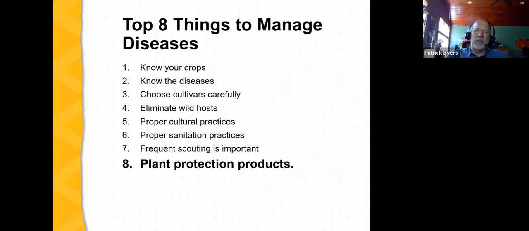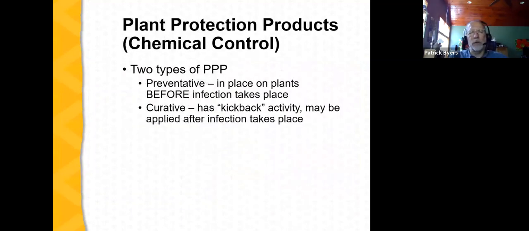And then finally, plant protection products. This is the 8th strategy, and many farmers, in fact, most farmers use some sort of plant protection product, and that's a way of saying chemicals. Now, when we talk about plant protection products, there are 2 types that we focus on, and these are materials that are placed on plants as a preventative strategy before infection takes place, or in a few cases, we actually have plant protection products that have curative action. In other words, an infection may have taken place, but we can apply a material that can then eliminate the infection that's already active. Most plant protection products, most chemicals are preventative in nature, and they have to be in place on plants in advance of the conditions that favor infection.